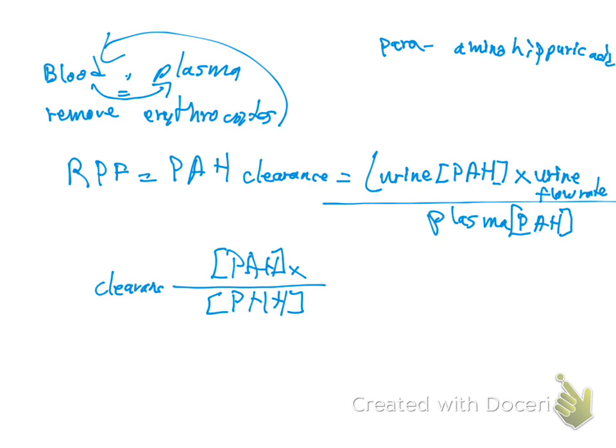Because of the clearance, the numerator is going to be the urine pH, and the denominator is going to be the plasma pH. Then the times is going to be the urine flow rate, because you know that the urine has a flow rate. So I think this is easy: putting pH on the top, pH on the bottom, urine on top and plasma on the bottom, and because you're talking about the urine, you check the flow rate.